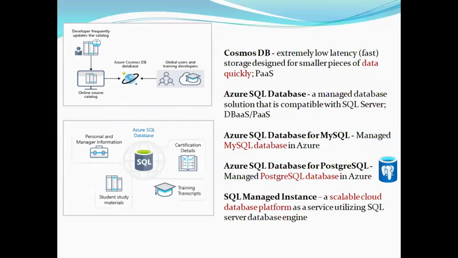Different types of DB. First is Cosmos DB. It is a storage designed for very small pieces of data, and when we need to store them quickly, then we can go for Cosmos DB. As you see in this picture, whenever a developer is frequently updating the catalog in an online course, it gets stored in Cosmos DB, where the end users or trainers will be able to see the changes made by the developer. So in that kind of situation, we can go for Cosmos DB.